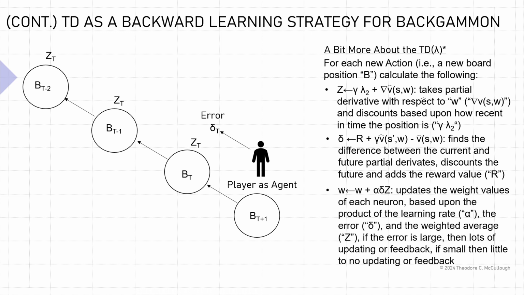And the W value updates the weights for each neuron based upon the product of the learning rate, the error, and the weighted average. If the error is large, then lots of updating or feedback is provided. If the error is small, then little or no updating or feedback is provided.